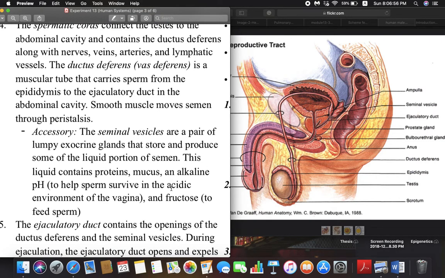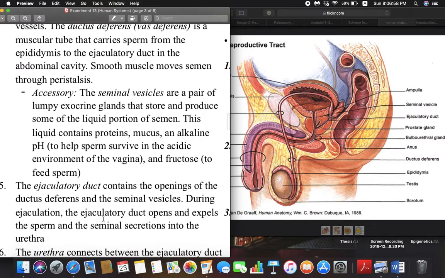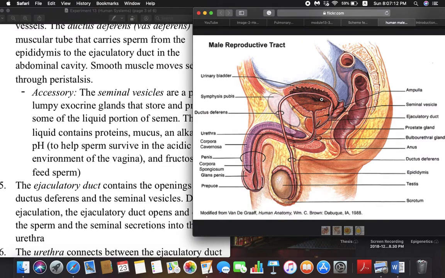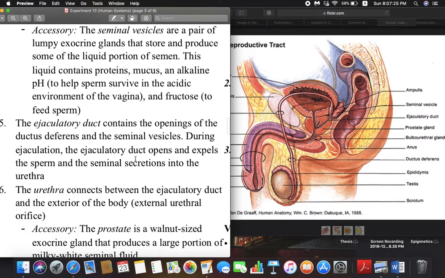During sexual intercourse, the ejaculatory duct, which contains the openings of the ductus deferens and the seminal vesicles, opens and expels the sperm and the seminal secretions into the urethra. So here in the ejaculatory duct, we can see that there is an opening for the ductus deferens, which brings sperm, and an opening for the seminal vesicles, which brings the liquid portion of semen. So they are mixed together inside the ejaculatory duct.